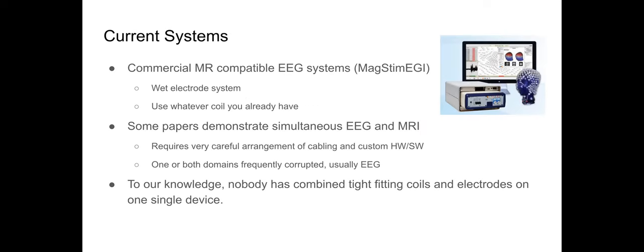And so current systems for MR and EEG combinations are commercial MR compatible EEG systems like MagStim EGI. This uses a wet electrode system, and it's compatible with whatever coil you already have. There have been some papers demonstrating simultaneous EEG and MRI, but this requires very careful arrangement of cable and custom hardware software. Usually what ends up happening is one or both of the domains are frequently corrupted, and this is usually the EEG because of artifact from the MRI. To our knowledge, nobody has combined tight fitting coils and electrodes on one single device.